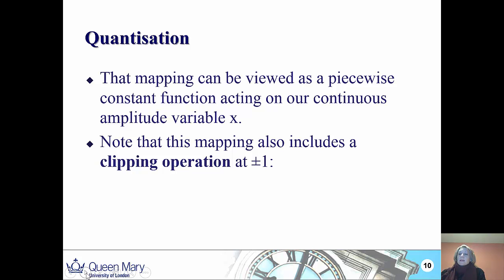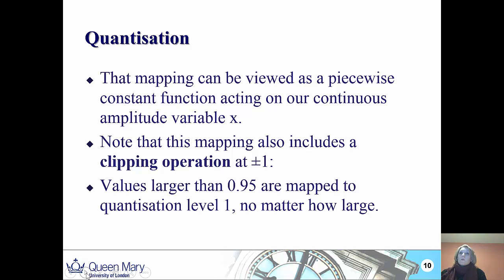Now, as well as introducing some error, there may be some clipping which takes place at both +1 and -1. Any values which are larger than 0.95 are mapped to the level 1, no matter how big they get, and the same at the other end, any values lower than -0.95 are mapped to the level -1. So this is a clipping operation where any values larger are restricted to that size, allowing us to transmit a discrete range of values to represent our continuous signal.